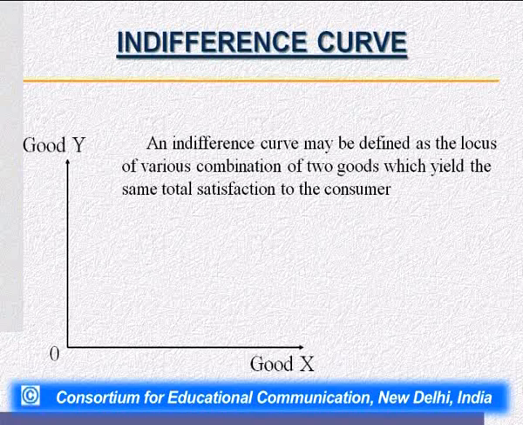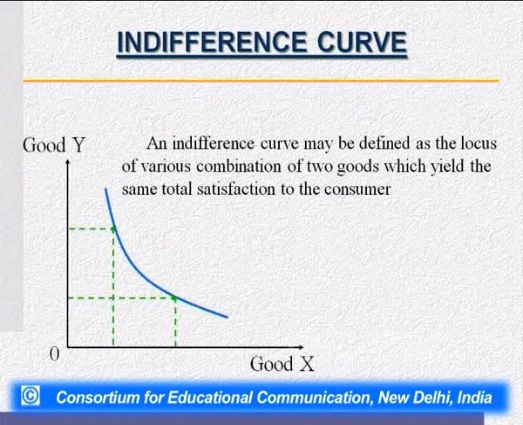No one can say the first combination is better than the second. Every combination on the same line of the indifference curve gives the same total satisfaction. You can choose either the A combination or the B combination. Here you can look at goods Y and goods X.